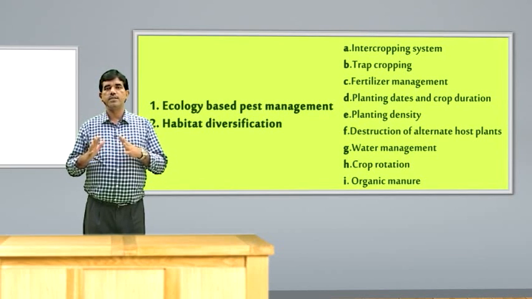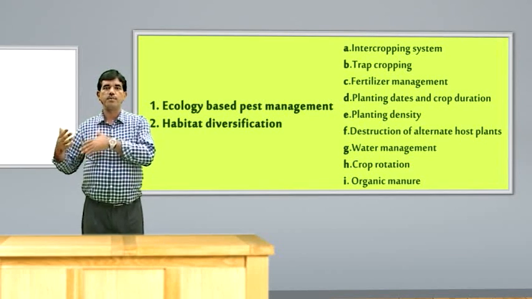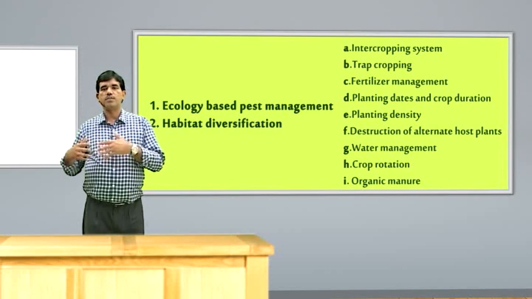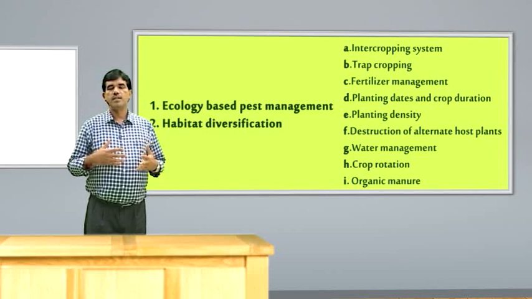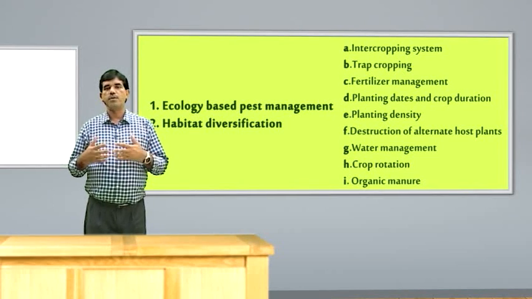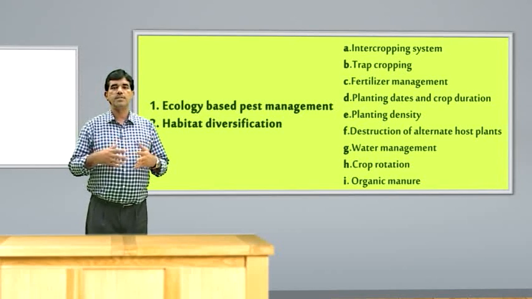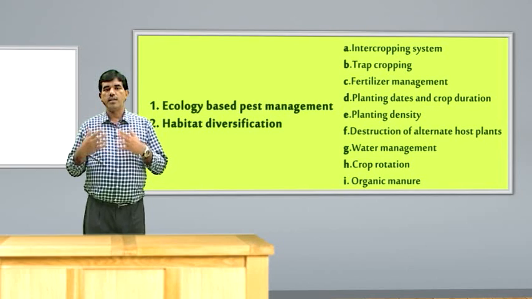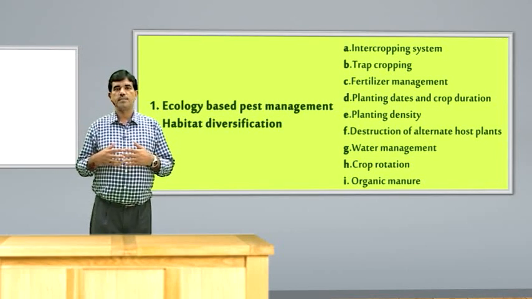Planting density means if we exceed the plant population in the field, a dense population attracts many diseases or pests. For example, in rice, dense planting can increase the incidence of leaf folder and brown plant hopper. Similarly, in chickpea, a higher plant population can increase the incidence of Helicoverpa armigera.